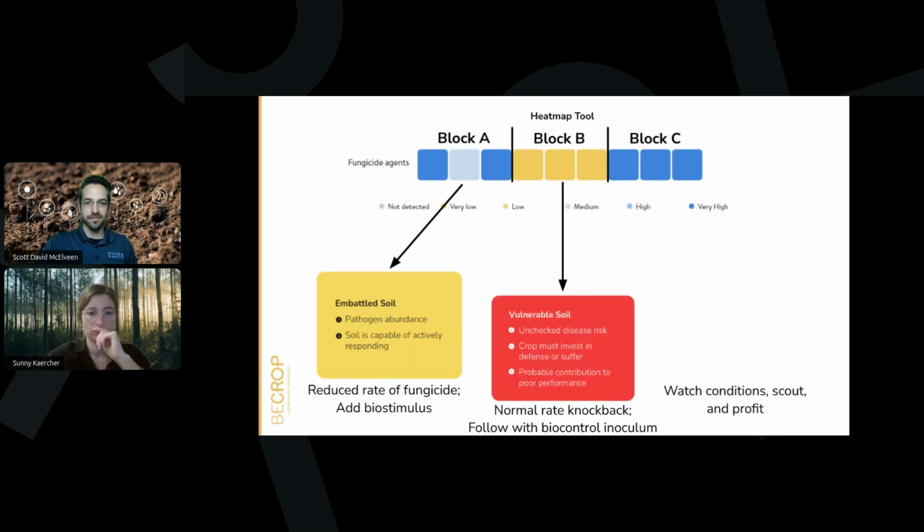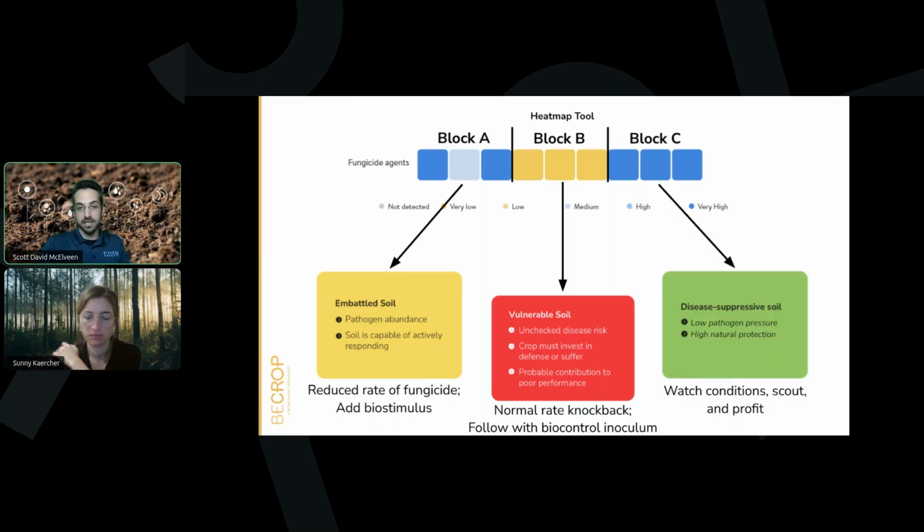Block B, we had high disease risk. We have very low levels of natural disease suppression. So we need the normal rate of knockback, and we should follow it with a biocontrol inoculum or potentially be investigating, well, there are native microbes on my operation. Why aren't they active and living here? Is there something I need to remediate about the soil structure, aeration, pH, salts, so that my microbes, my beneficials can work for me?